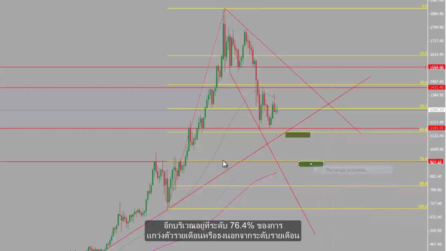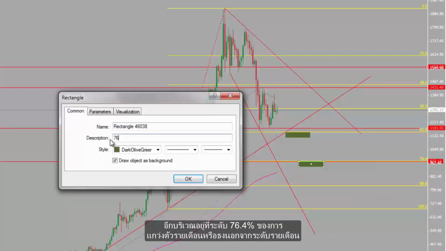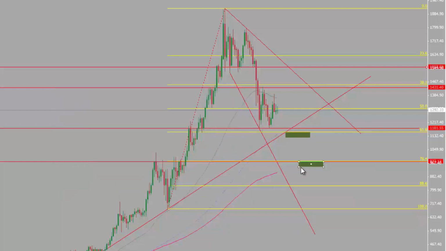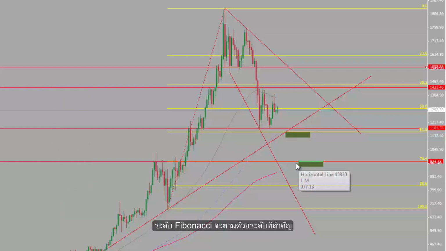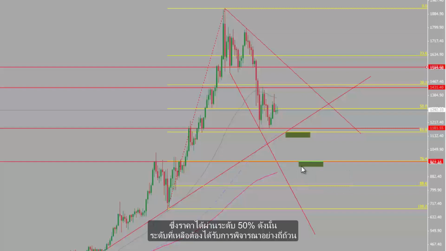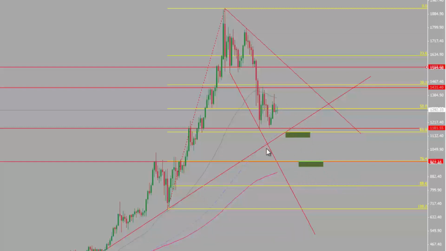Another region is on the level 76.4% of a monthly swing or flag in addition to a monthly level. Fibonacci level is accompanied by an important level. Price has passed level 50%, so the remaining levels have to be considered thoroughly.